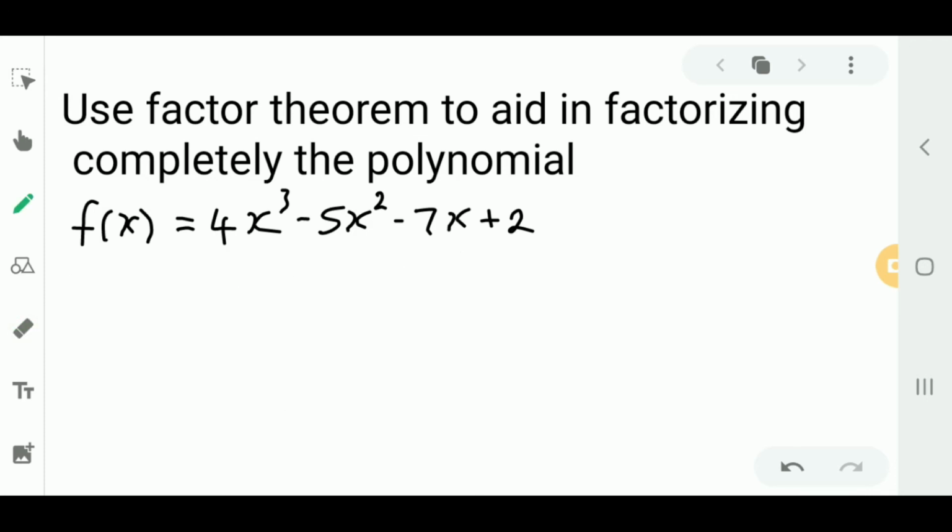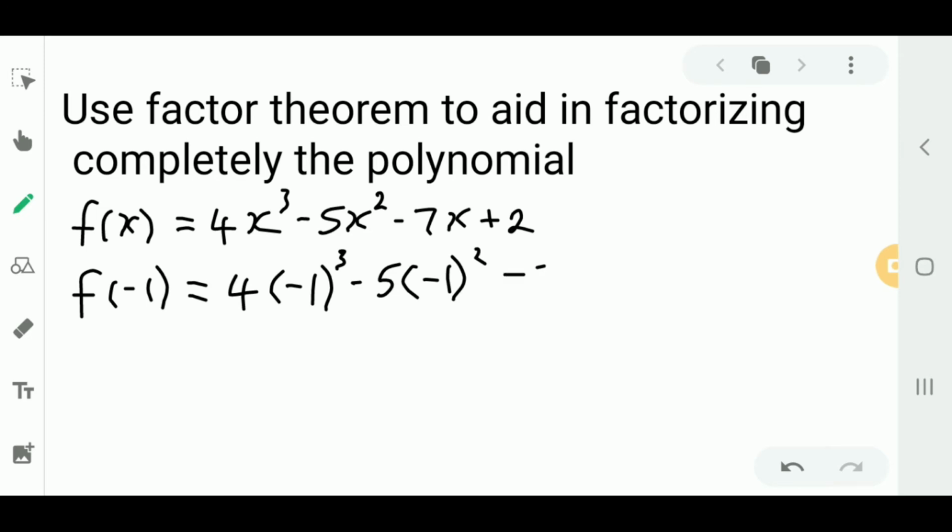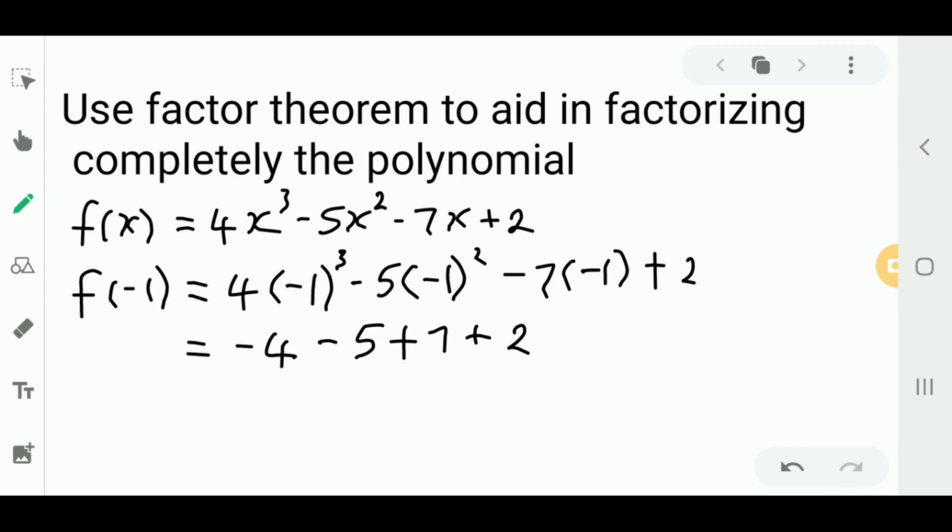So let's say I want to try minus 1. So that means x plus 1 is equal to 0, and that's how I'll get x equal to minus 1. So f of minus 1 is equal to 4 times minus 1 cubed minus 5 times minus 1 squared minus 7 times minus 1 plus 2. So minus 1 cubed, that's minus 4, minus 5 plus 7 plus 2. Minus 4 minus 5 plus 7 plus 2 will give you 0. So that means x plus 1 is a factor.